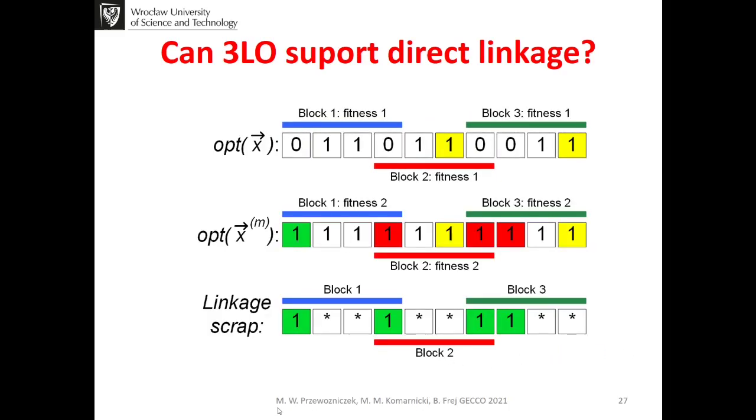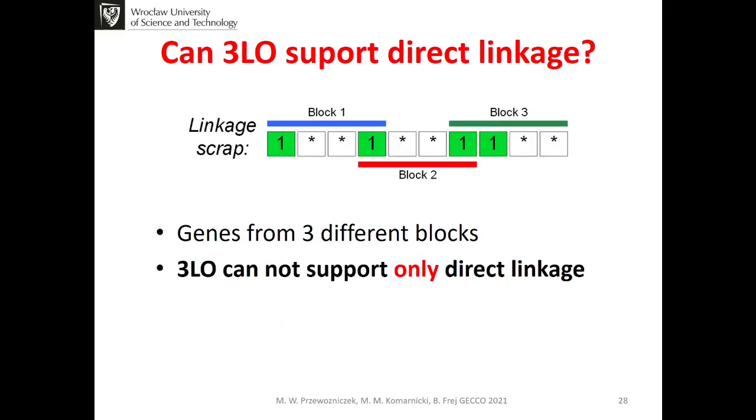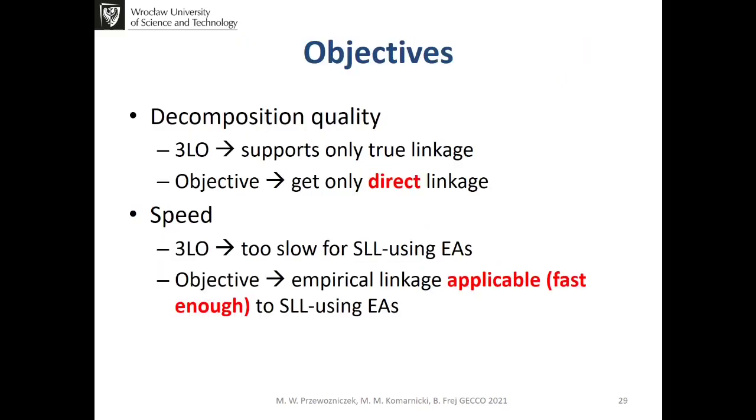If we compare the results of this optimization, we will see that 3LO will tell us that the first, fourth, seventh, and eighth genes are dependent, which is true, but 3LO will not report only the direct linkage, but will report more, and we don't want it. So the conclusion is that, unfortunately, 3LO cannot support only direct linkage. So the objectives of this paper are as follows.